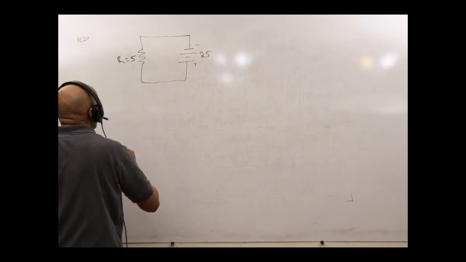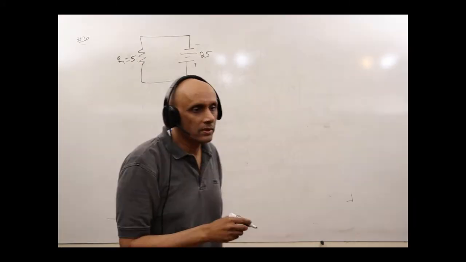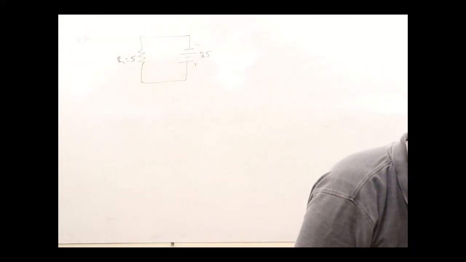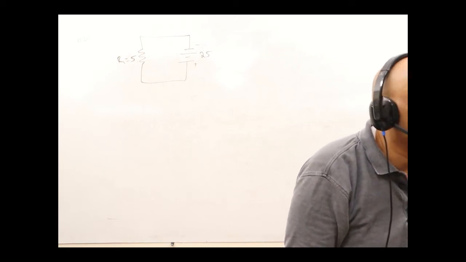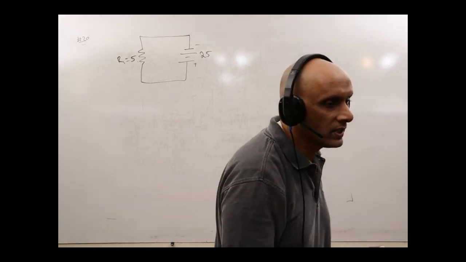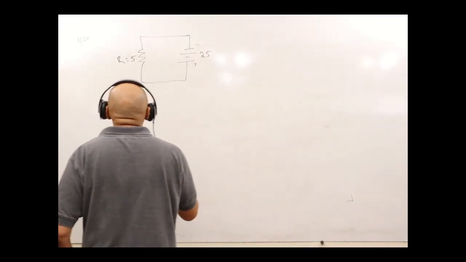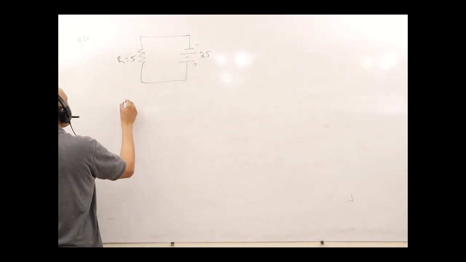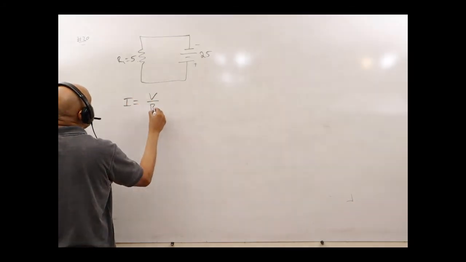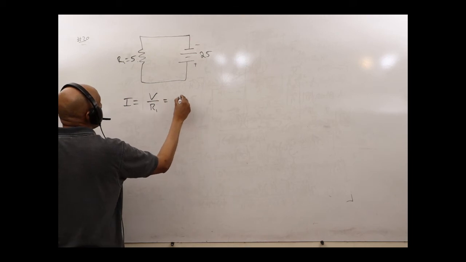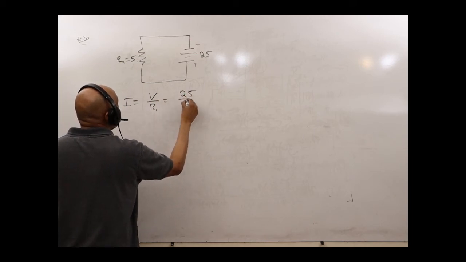And so part A asked, find the current through the circuit, power loss in the battery, and the total amount of energy lost through the resistor in 15 seconds. Okay, so we know the current, using Ohm's law, is V over R, so this is voltage 25 over 5.